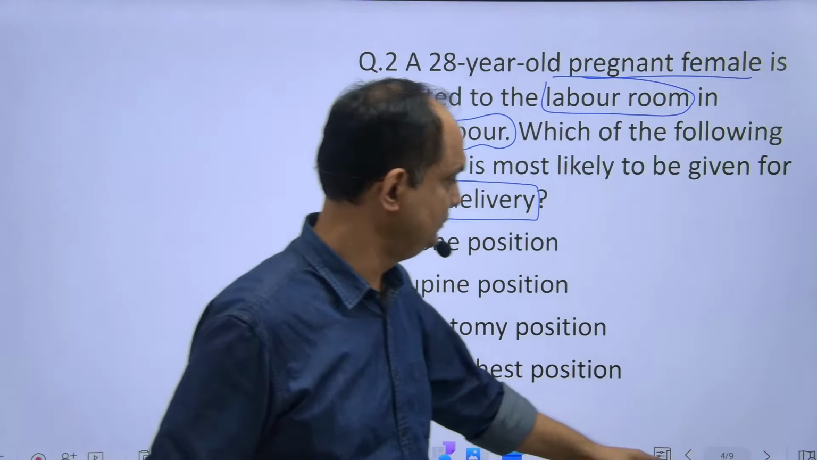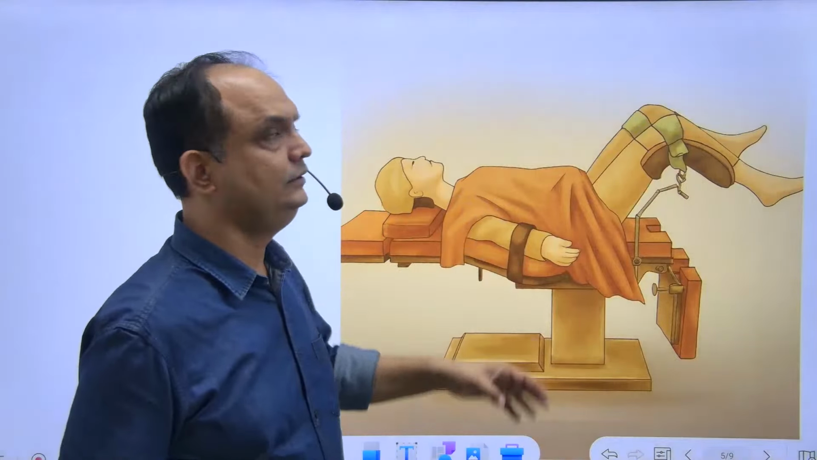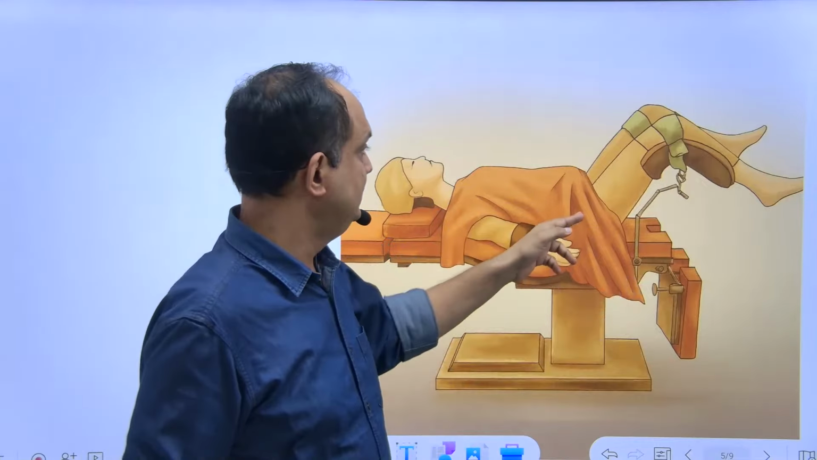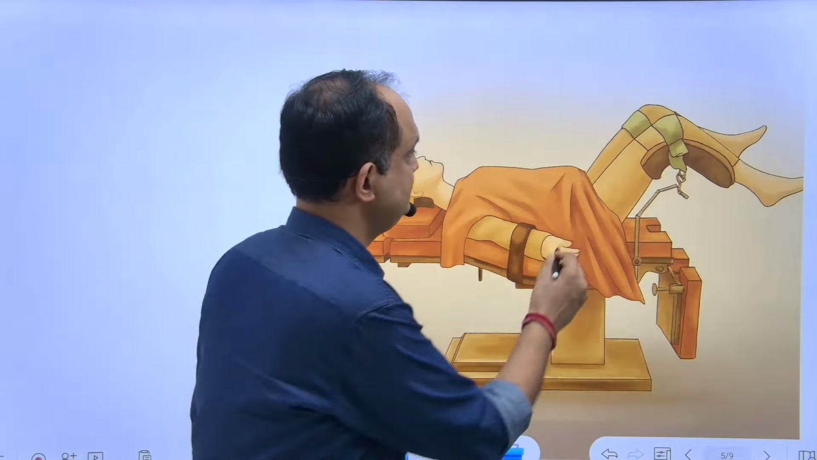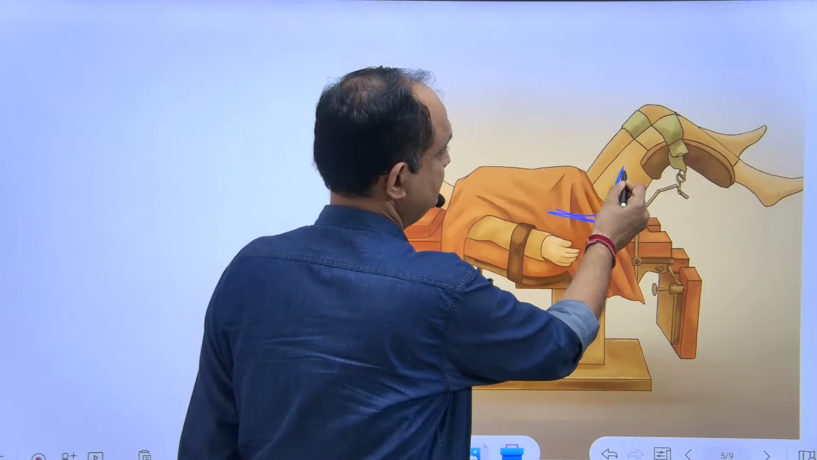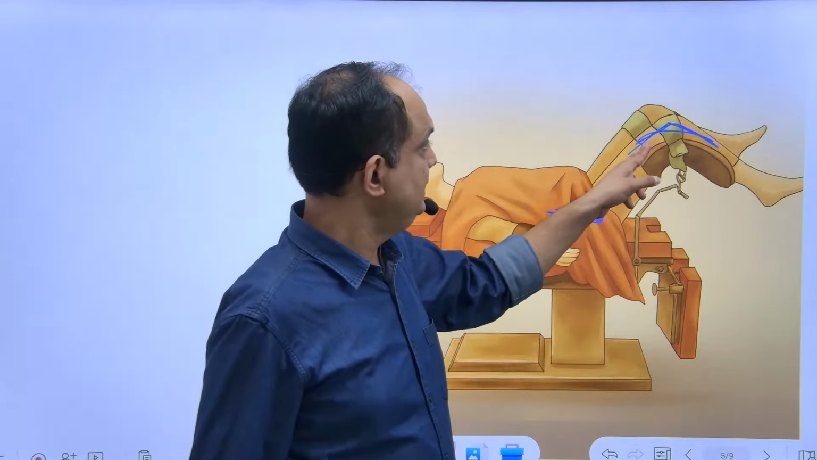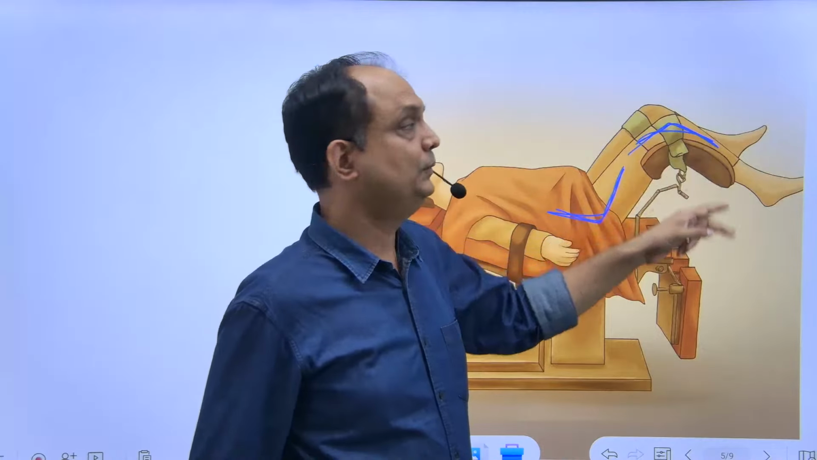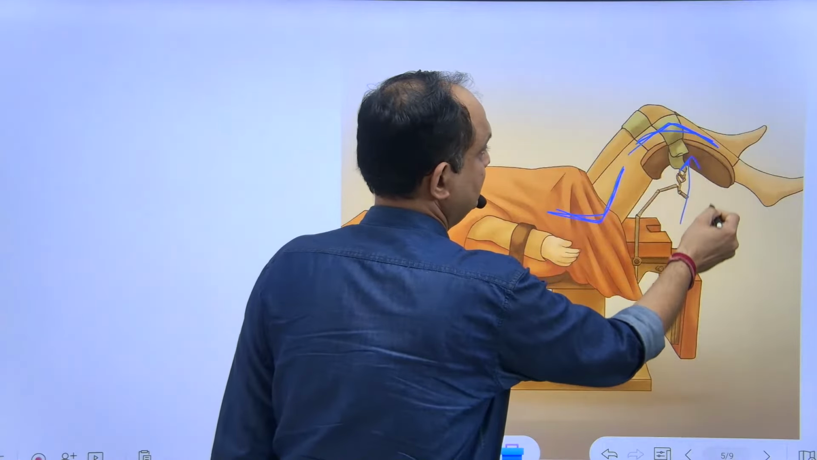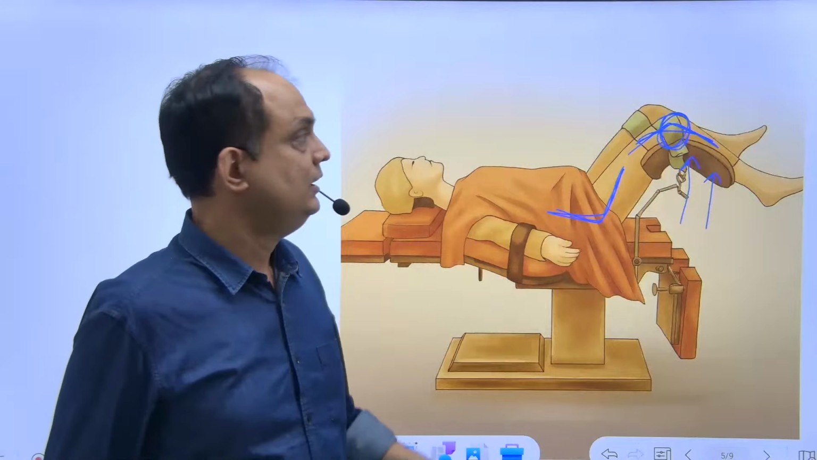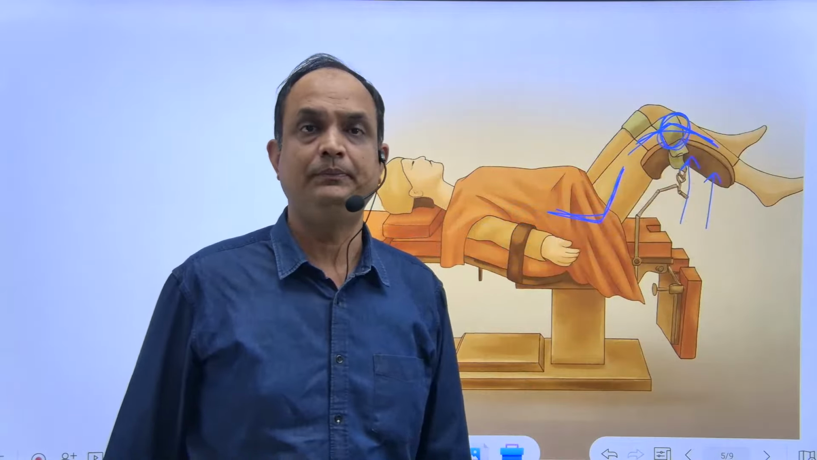So what is the lithotomy position? We have seen this is the lithotomy position where the mother has both limbs apart from each other. There is flexion at the hip joint. You can see that this is the hip joint, so there is flexion. There is flexion at the knee joint. But dear students, these knee joints are supported from below. These are the two supports, and there is a strap around the knee joint, or the upper part of the leg, which keeps the legs from slipping off.